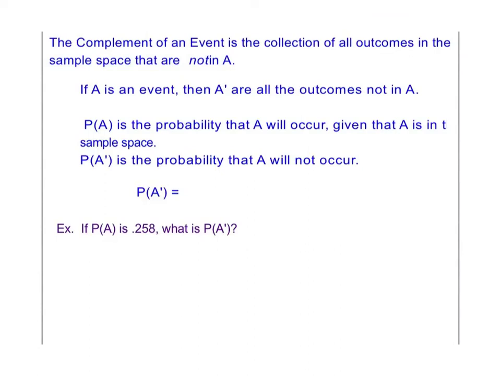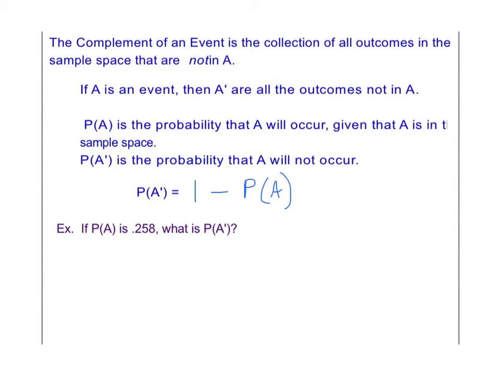The complement of an event is the collection of all outcomes in the sample space that are not in the event A. So if A is an event, then A prime consists of all the outcomes that are not that event. So here's some more notation. P of A, the probability of A, is the probability that A will occur given that A is in the sample space. P of A prime is the probability that A will not occur. Okay, so the probability of the complement, this is the complement right here, is going to be equal to 1 minus the probability that the event will occur, which kind of makes sense.